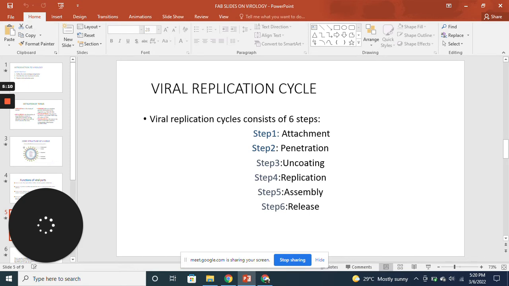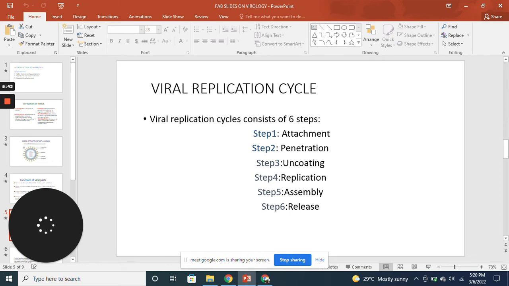So we move to our last objective, which is to describe the viral replication cycle. Class, we have six steps of the viral replication cycle, and I want somebody to give me the first step of replication in the viral cycle. The first step is attachment, and attachment is the first step during the viral replication cycle.